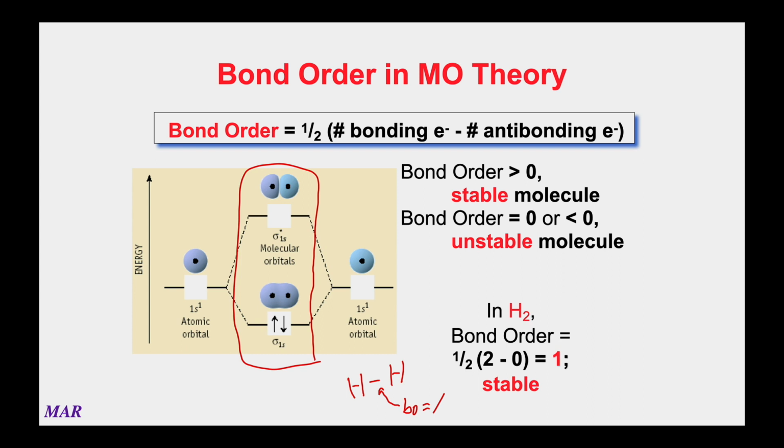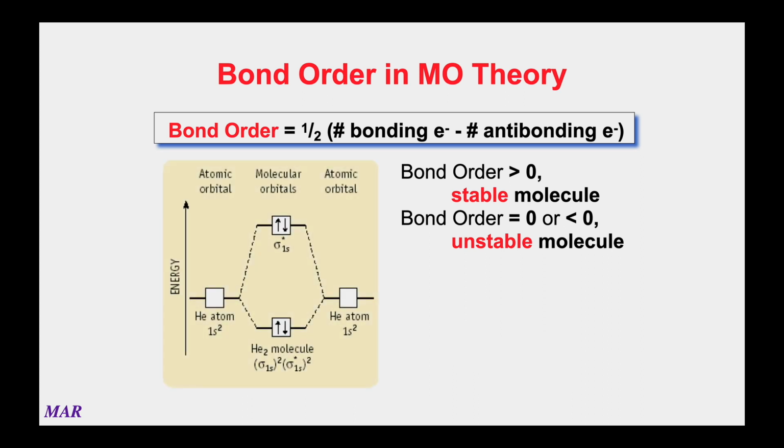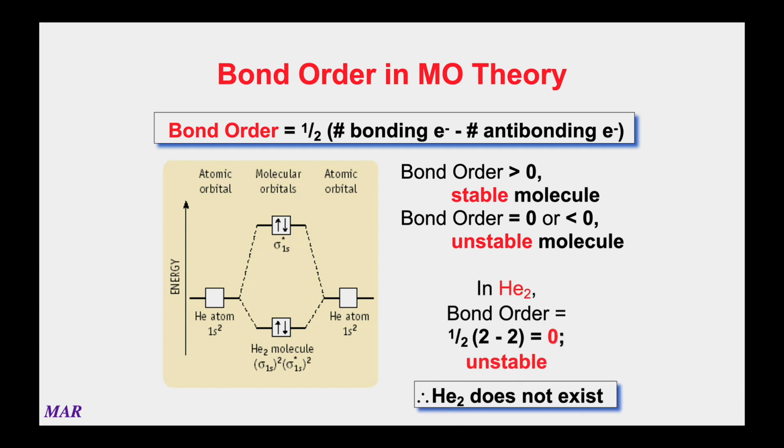Not all the time, but most of the time, I would argue they will be stable. Let's look at another example. We looked at dihelium earlier. Dihelium has this structure right here, where now both the bonding and the antibonding orbitals have 2 electrons inside them. Well, for dihelium, bond order is 1/2 times (bonding 2 minus antibonding 2), which is 1/2 times 0, which is 0.